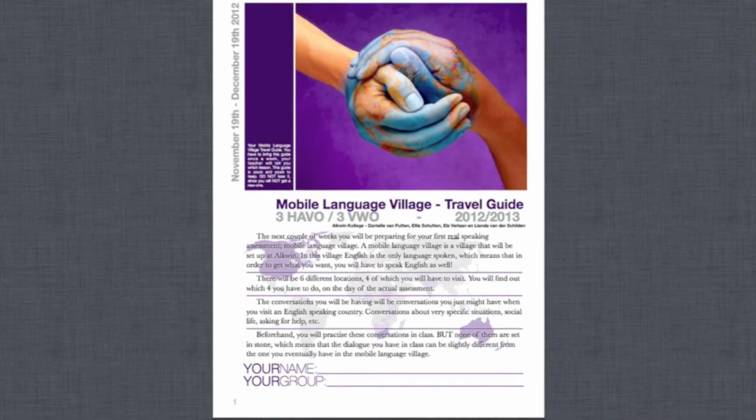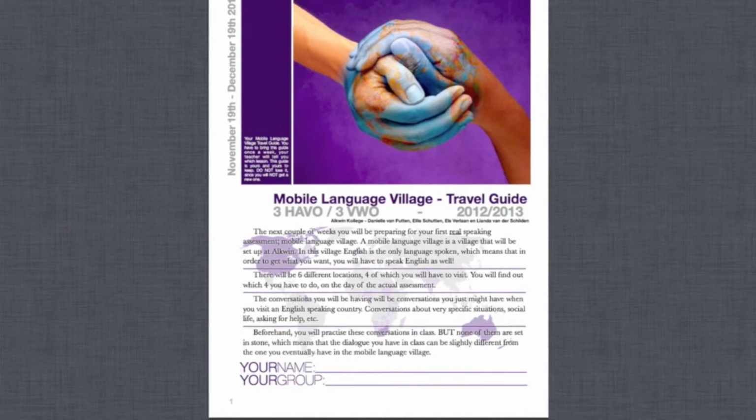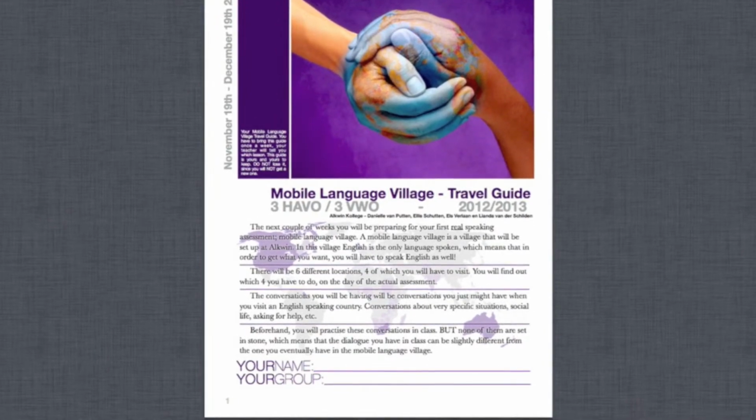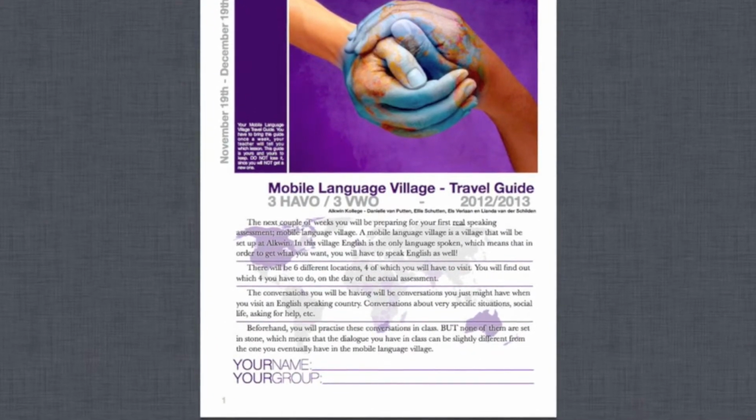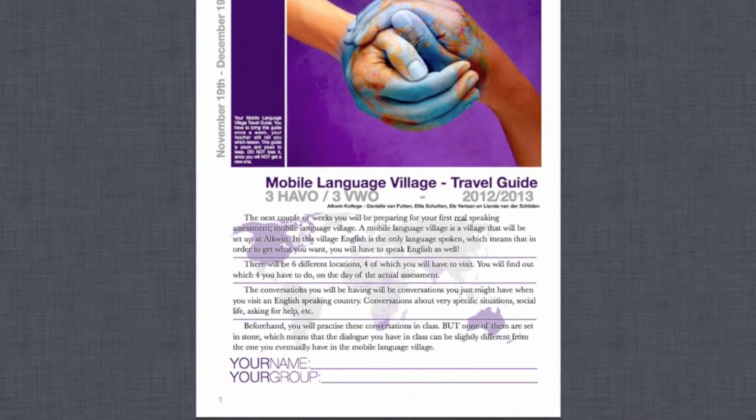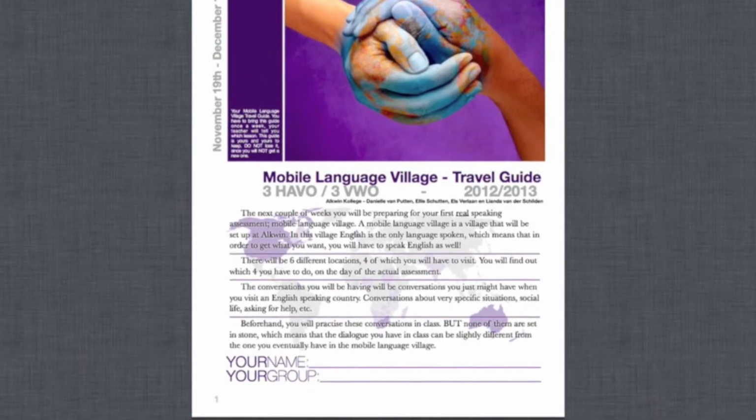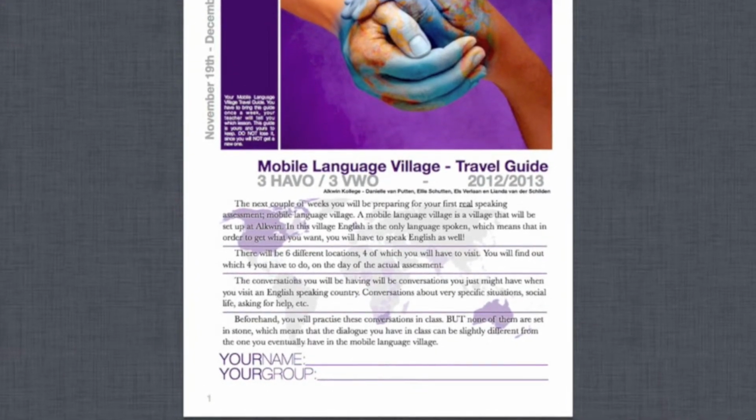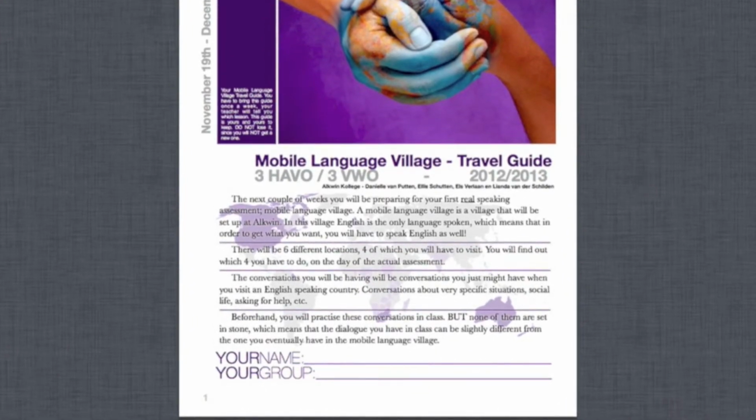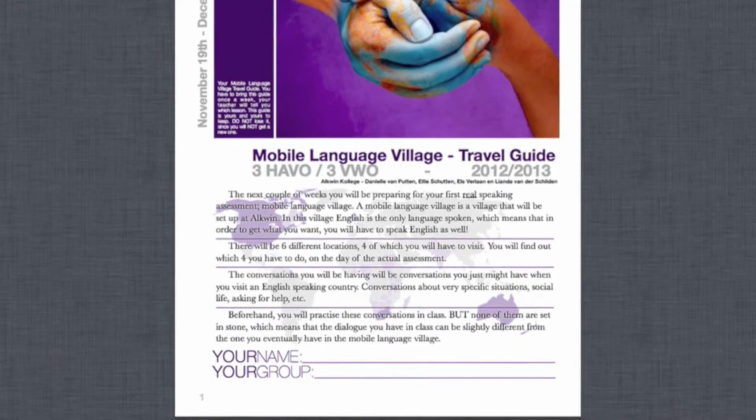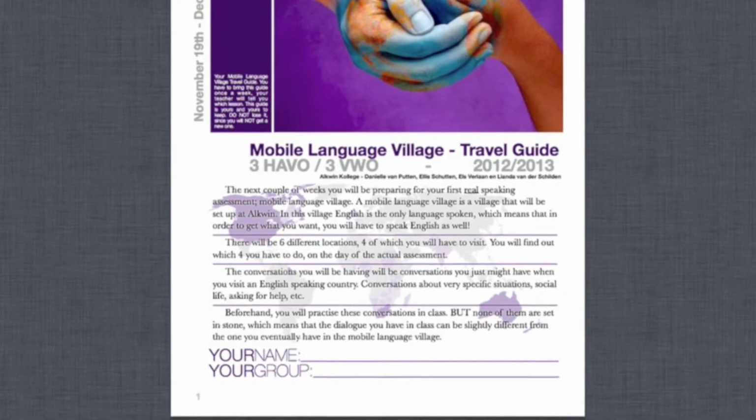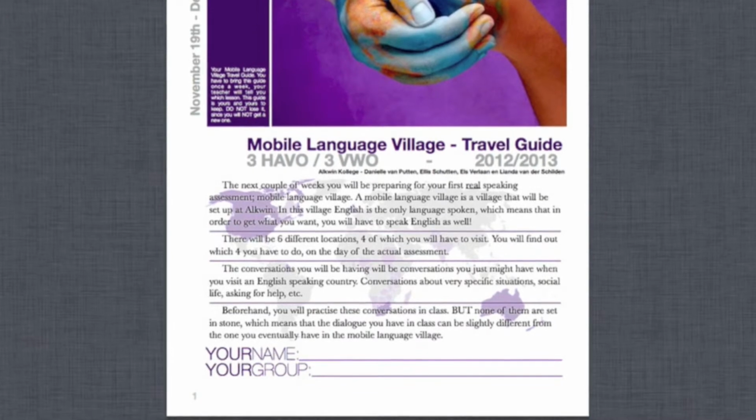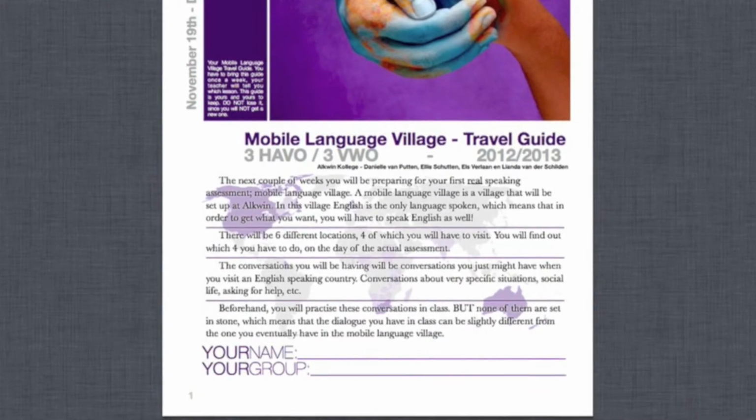The next couple of weeks, you will be preparing for your first real speaking assessment, Mobile Language Village. A mobile language village is a village that will be set up at Alcuin. In this village, English is the only language spoken, which means that in order to get what you want, you will have to speak English as well. There will be 6 different locations, 4 of which you will have to visit. You will find out which 4 you will have to visit on the day of the actual assessment.